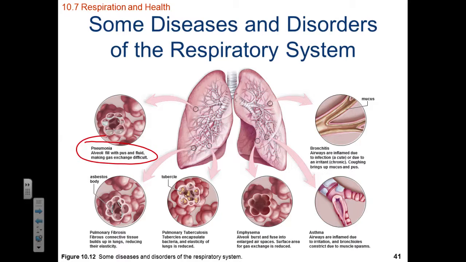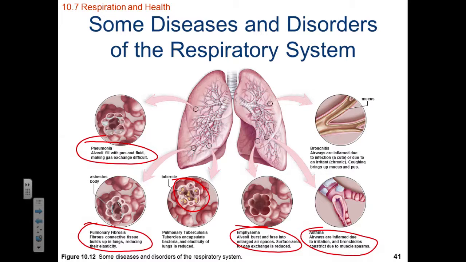Pneumonia is when the alveoli fill with fluid. Pulmonary fibrosis is when we lose lung elasticity. Tuberculosis is when the lungs are filled with tubercles. Emphysema is when we lose surface area and the alveoli burst. Asthma is constriction or inflammation of the bronchioles, and bronchitis is inflammation of the bronchioles and the buildup of mucus in those bronchioles.